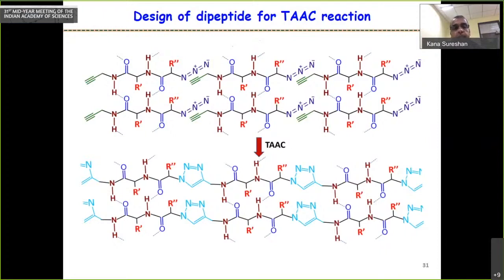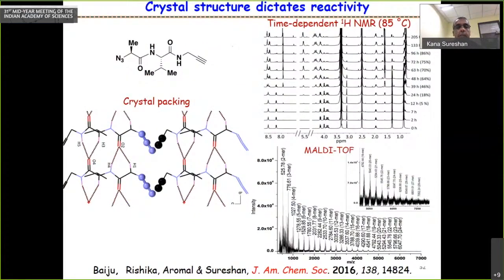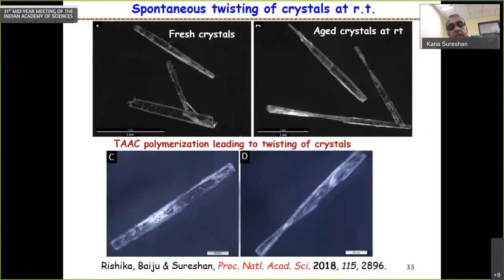So we have done several protein-like molecules. This is the first dipeptide we have taken, having valine alanine system. As you can see below, in the crystal packing, azide and alkyne are at proximity, ready to react, and upon heating, this reacts to about 90%. And that gives about 7 kilodalton sized protein-like molecule.